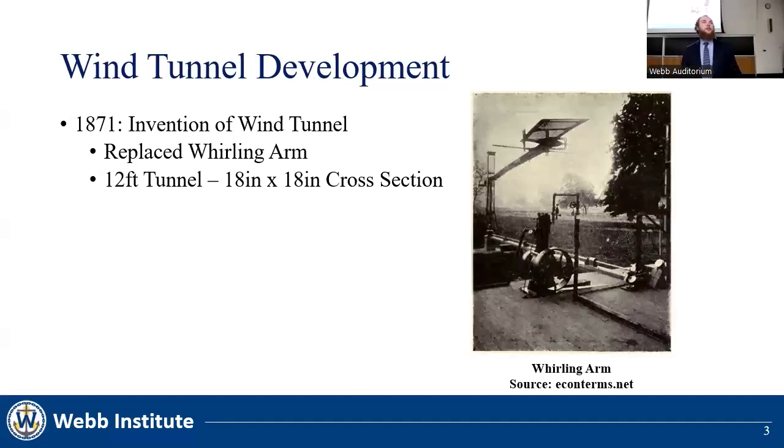The first wind tunnel was invented in 1871 by Frank Wenham. At this time, model testing was conducted with whirling arms, which spun a model in a large circle. A picture of a whirling arm can be seen above. Wenham was dissatisfied with the results he was getting from these arms and created the first open circuit wind tunnel. His tunnel was 12 feet long and had an 18-inch by 18-inch cross-section.